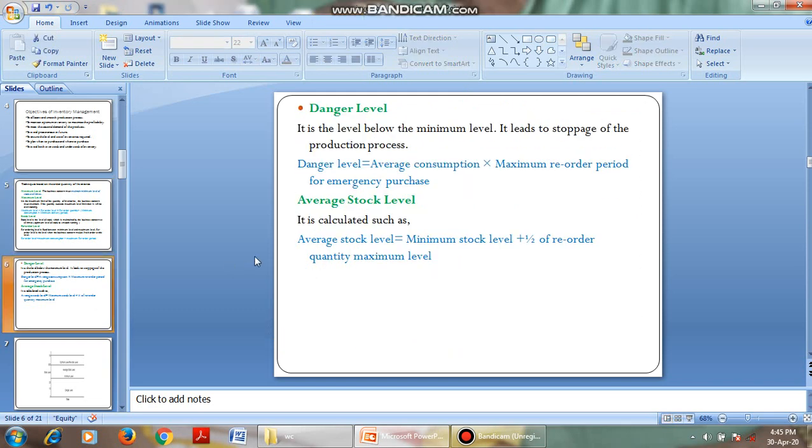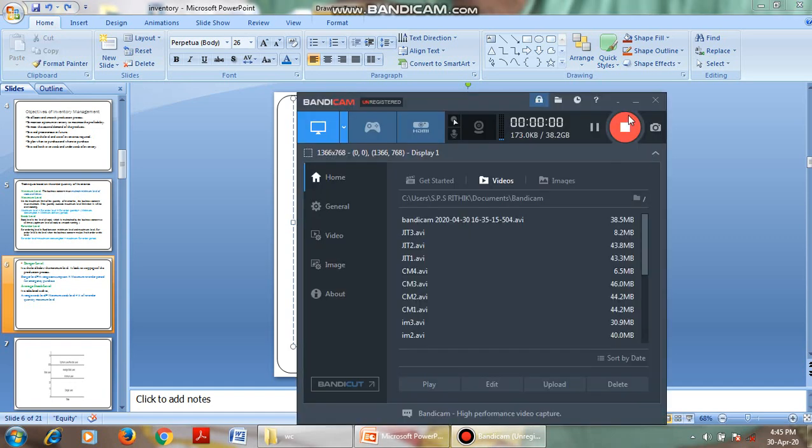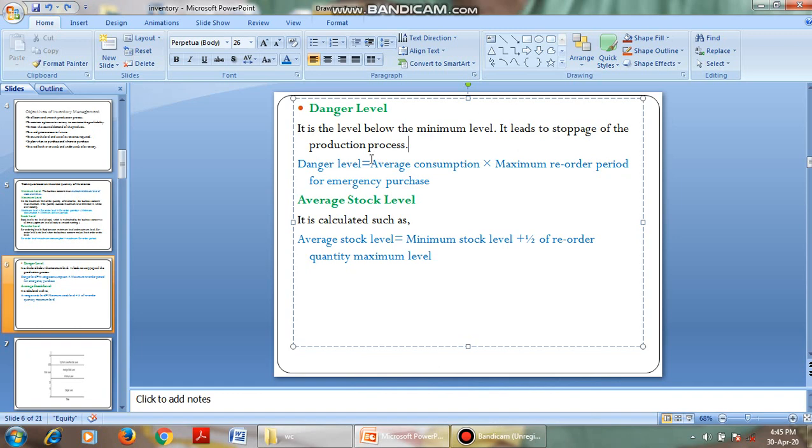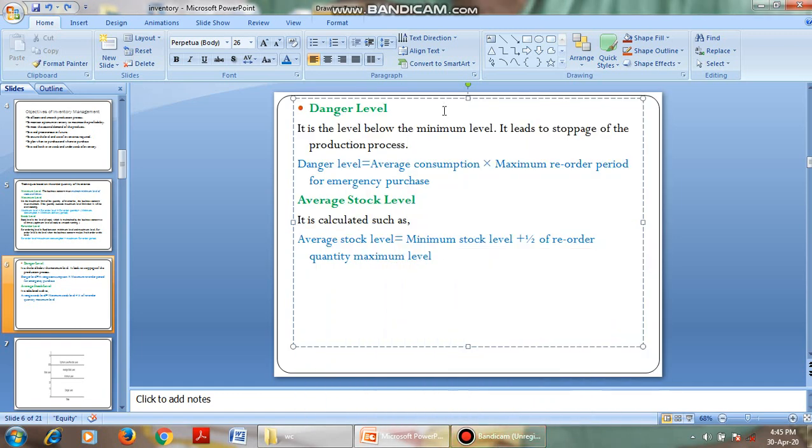Next, danger level. It is the low level, below the minimum stock. At this level it is below the minimum level, and it leads to stoppage of production. If you have 5 bags or 10 bags, what happens? Suddenly the 5 bags will be over, then production will stop. That level we call danger level. Danger level is equal to average consumption into maximum reorder period for emergency purchase.